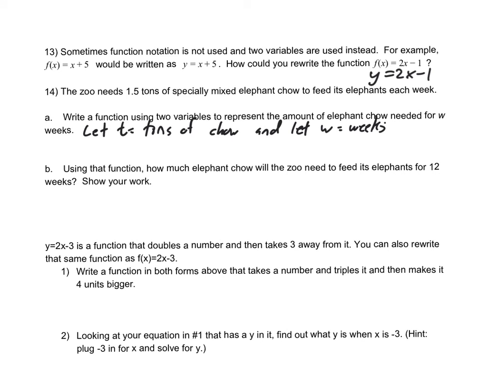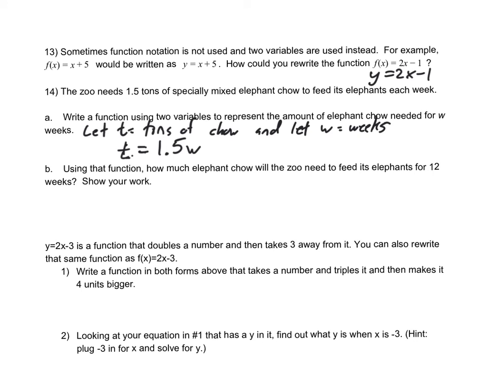All right, we're ready to write an equation. The amount of tons that we will get at any particular time here is equal to 1.5 tons for every week that we have. So there is our function. All we're doing is taking whatever our input is, the amount of weeks. We have our weeks as the input, and since we have 1.5 tons of chow coming out every week, we're going to multiply by 1.5 every time that we put that in.